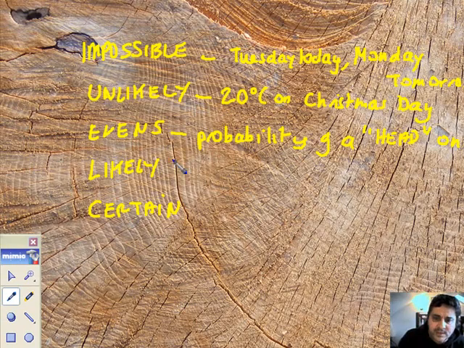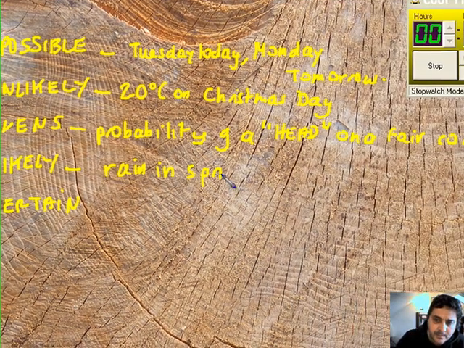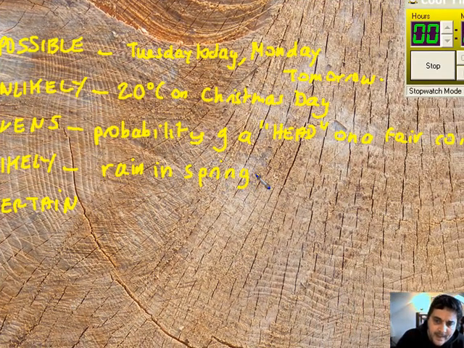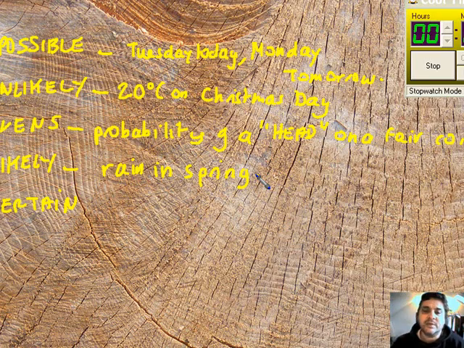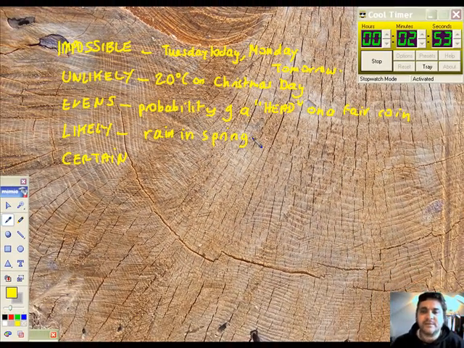Likely. What's likely to happen? Let's think of another weather one. Rain in spring. It is likely to rain at least on one day during the springtime. How's that? Very likely even. But likely is good enough.